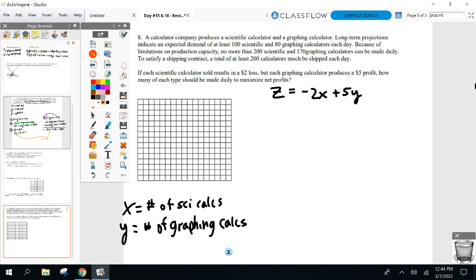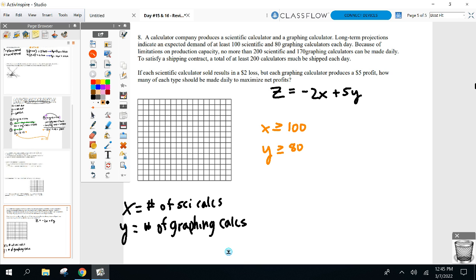We're restricted to so many calculators a day, so let's go back to the top and read, because I need all my inequalities. Here we go. They have to do at least 100 scientific and 80 graphing. At least 100 scientific: greater than or equal to. What variable? X greater than or equal to 100. At least 80 graphing: Y greater than or equal to 80.